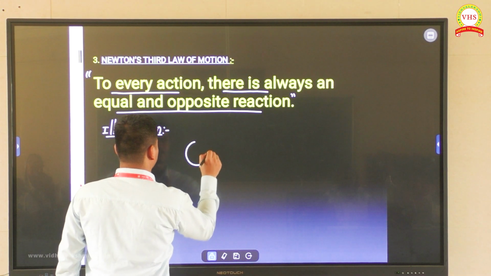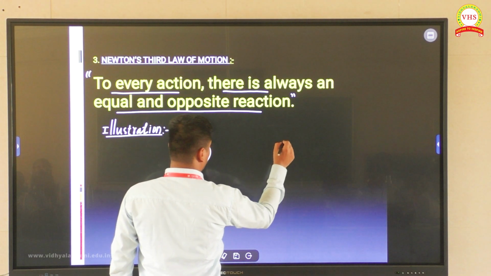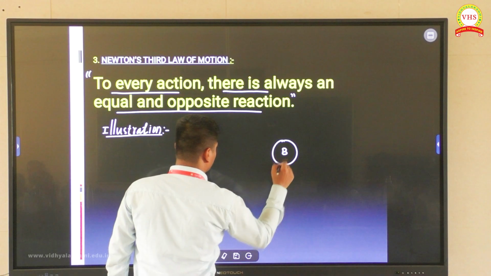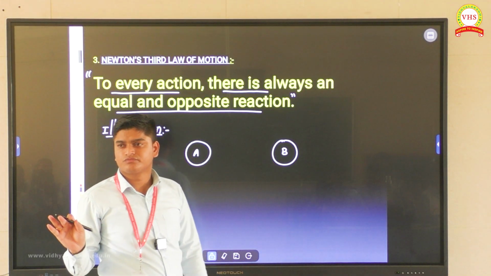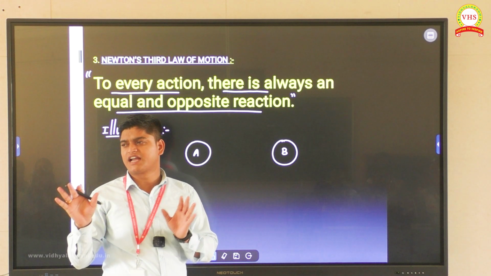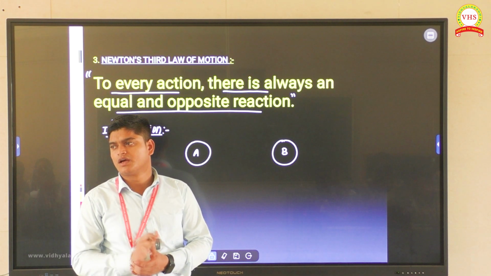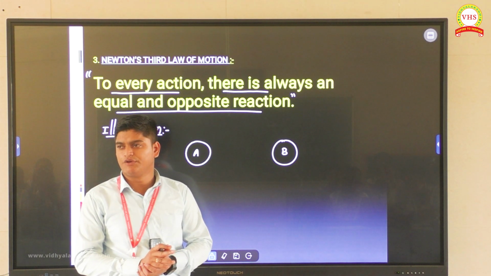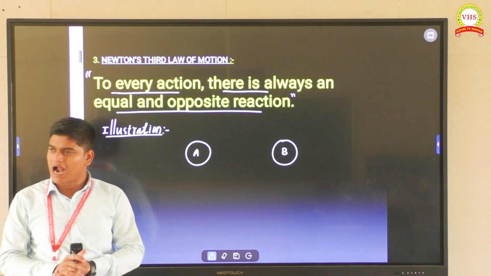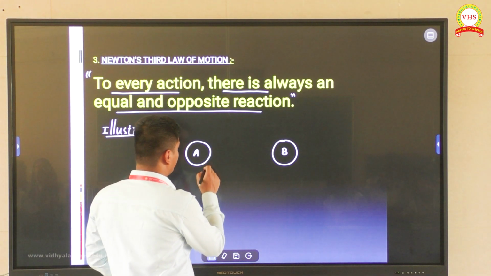Listen, suppose one object, this one, is A. And here one object is B. In your lower classes you studied, right? Each and every object attracts each other by a force. What is that force? Gravitational force. In the universe, each and every object attracts each other. Yes or no? You know that, right? That is called Newton's law of gravitation.